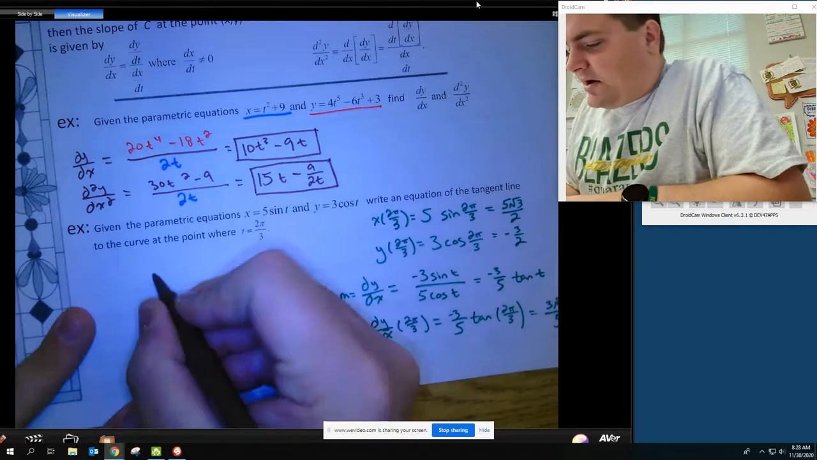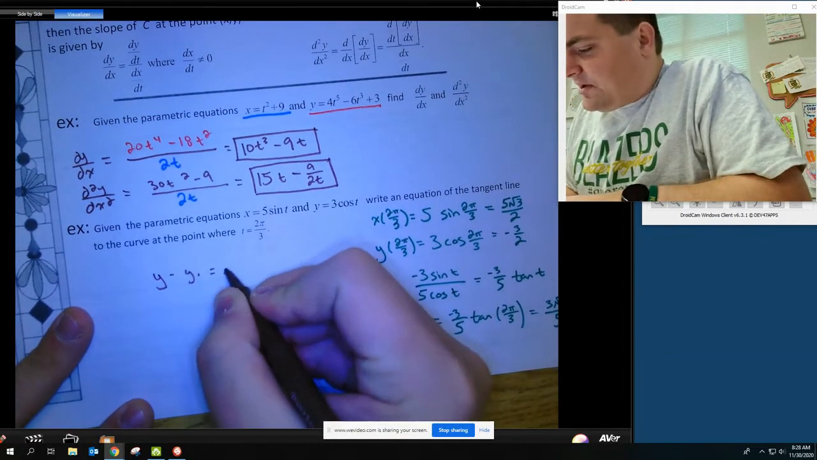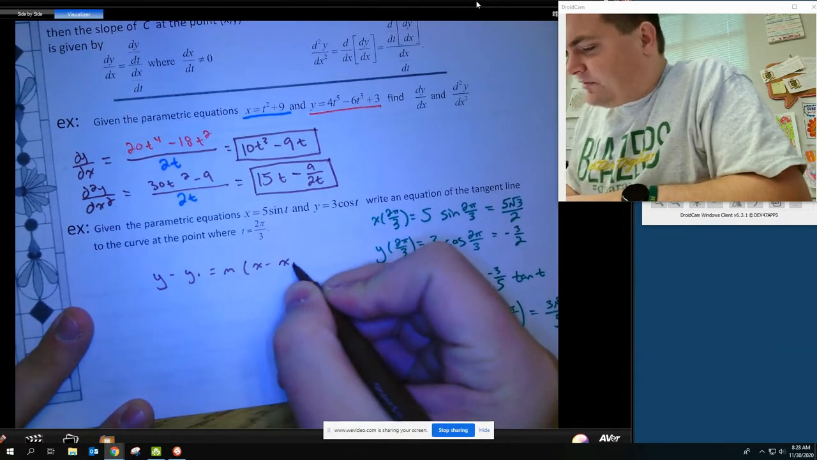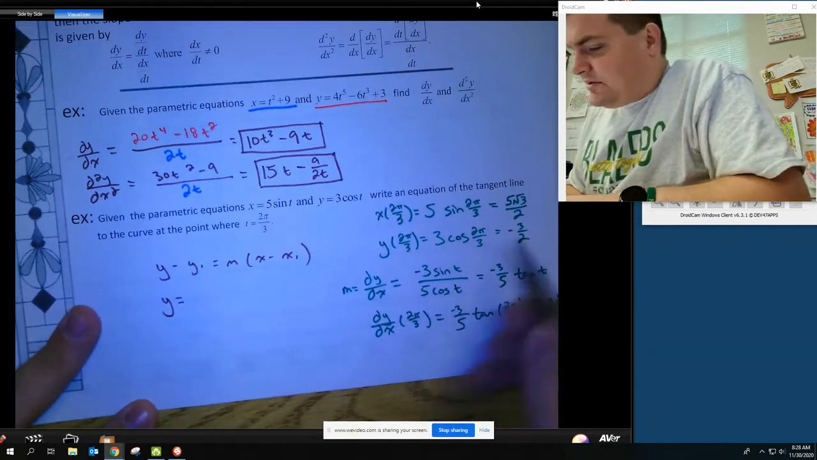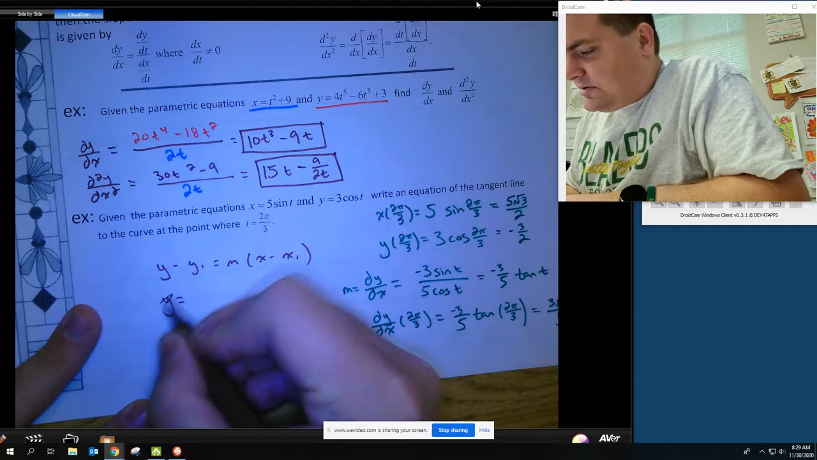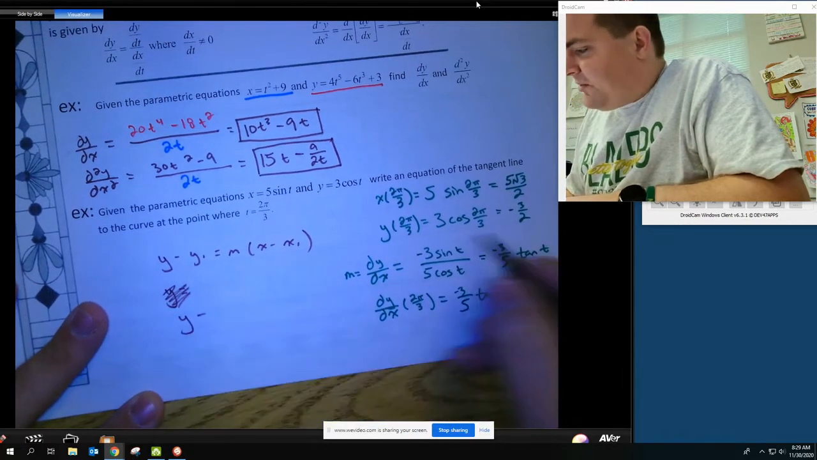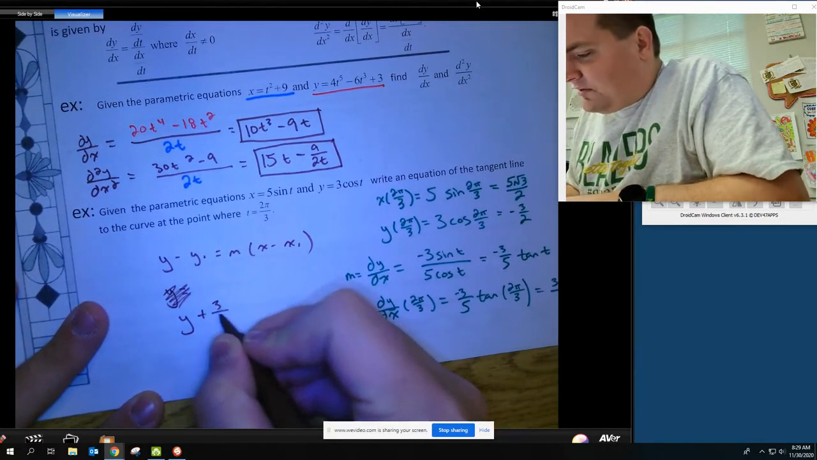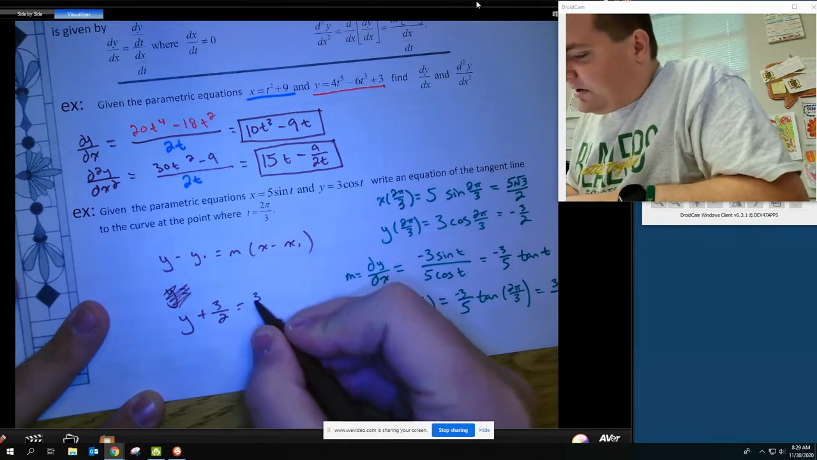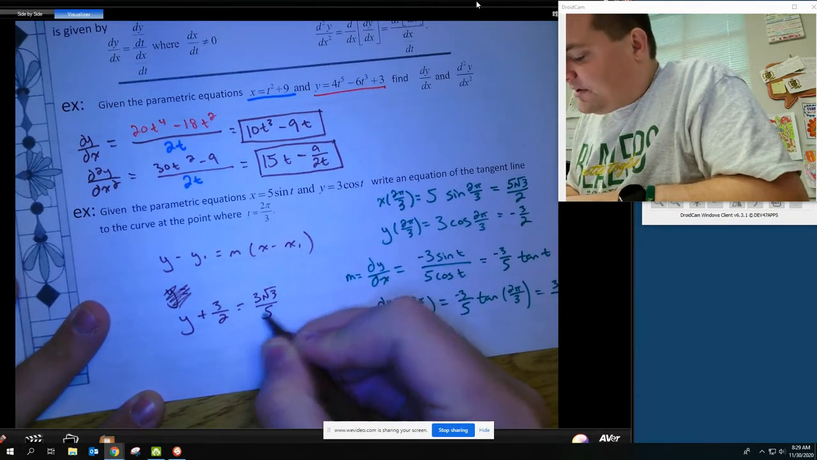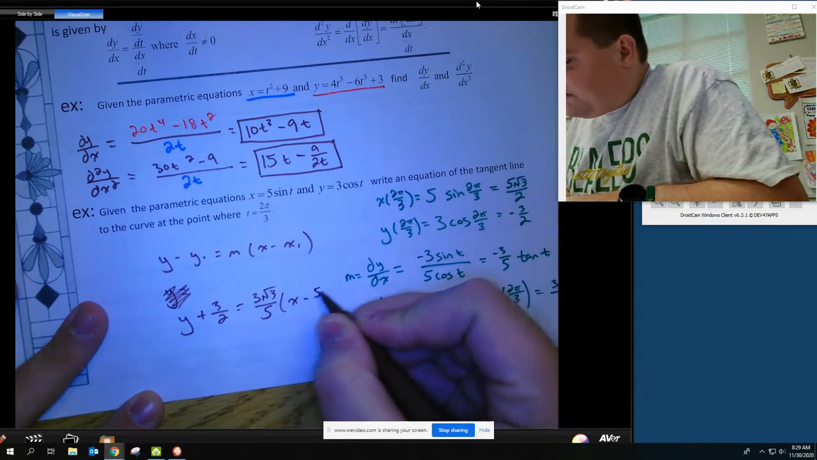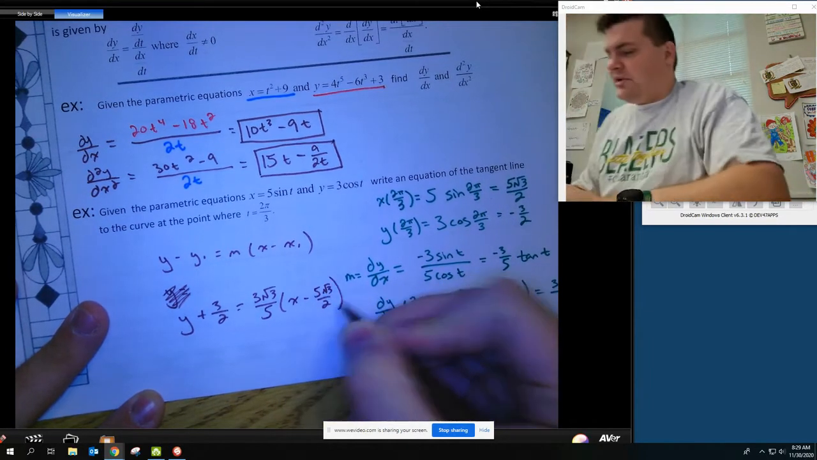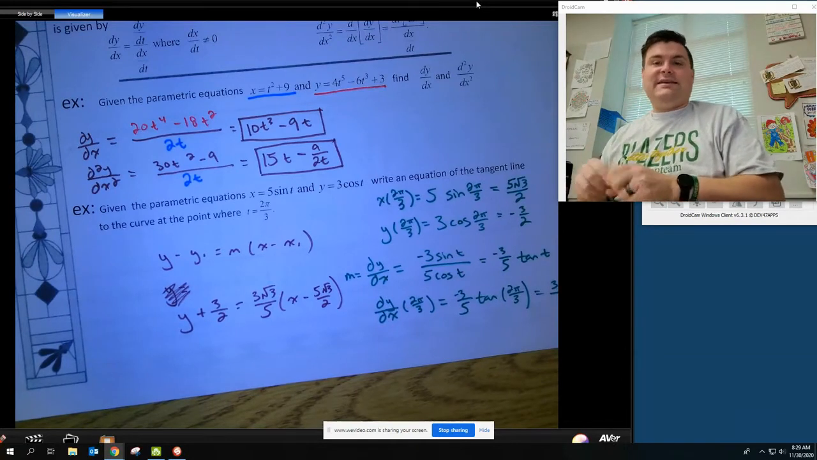Because usually we have y minus y1 equals slope times x minus x1. Well, I have this now. So y minus y1 is y minus negative 3 halves. The slope is 3 root 3 over 5. And this is going to be x minus 5 root 3 all over 2. So there you go. There is the equation of the tangent line.